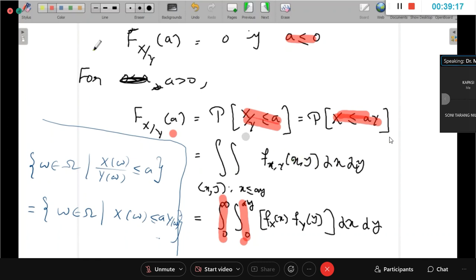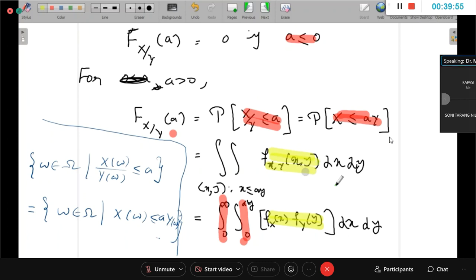And since this joint PDF can be written as the product of marginal PDFs, why? Because X and Y are independent random variables. So this is why you can write this. Now you have both the definitions: f X of x is e to the power minus x, f Y of y is e to the power minus y. And you are integrating with respect to x and with respect to y.